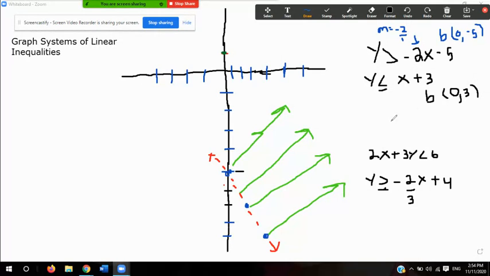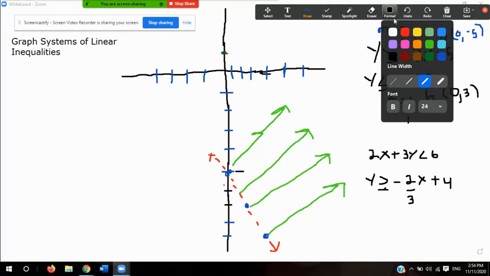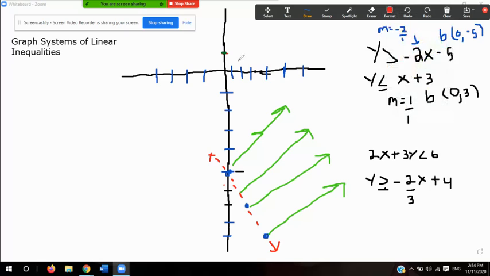And 0 and positive 3. And our slope in this case is m equals 1. So that means that our rise is 1, which is our y, and our run is also 1. So the first thing I'm going to do is graph that ordered pair, and I'm going to go ahead and use red for that.